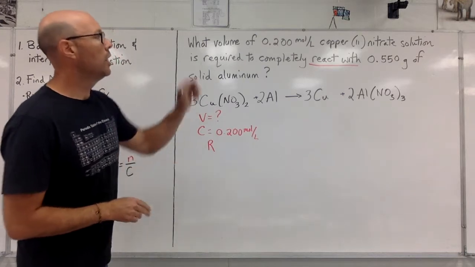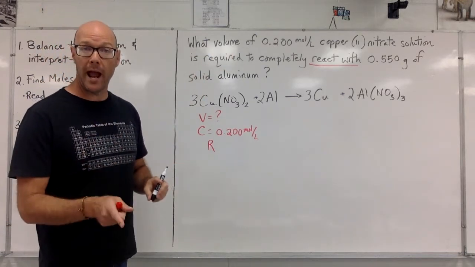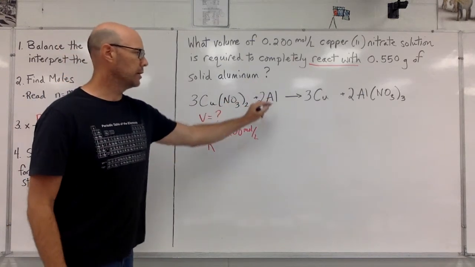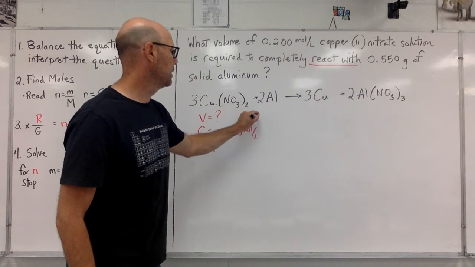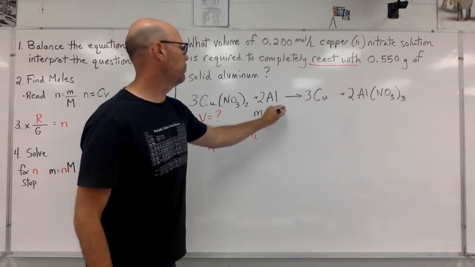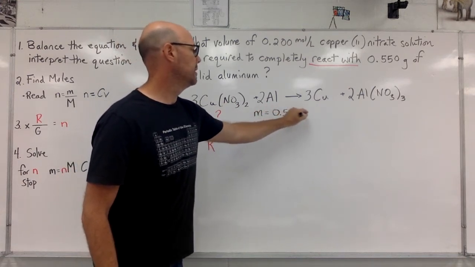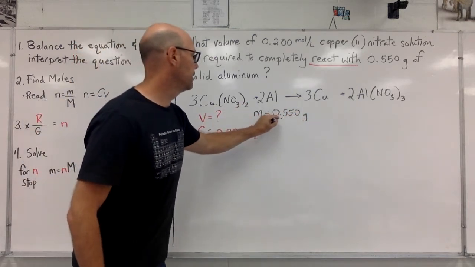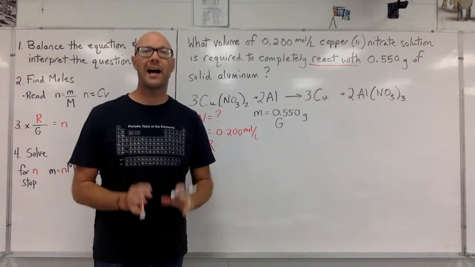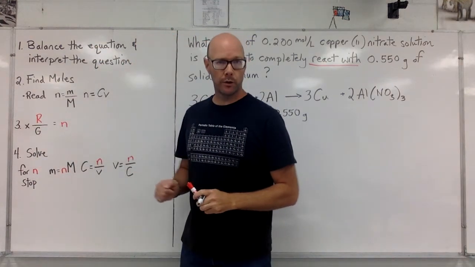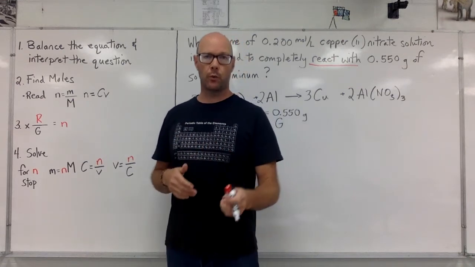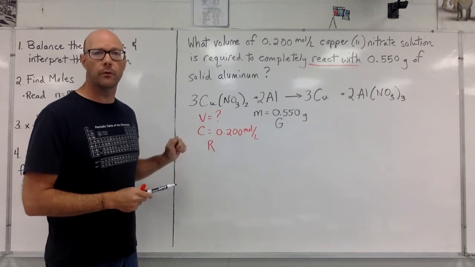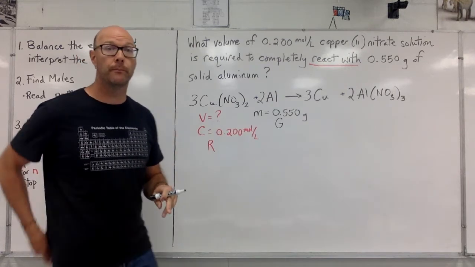What else do we have? 0.550 grams of solid aluminum. That's the mass of the aluminum. So here under the aluminum, I'm going to put M for mass, and it's 0.550 grams. Here's the R, this other set of numbers, the G. All that, step 1. Take your time to figure out what the reaction is, balance it, interpret the question, be really clear what's being given to you and what you're required to find out. Then we move on to step 2.